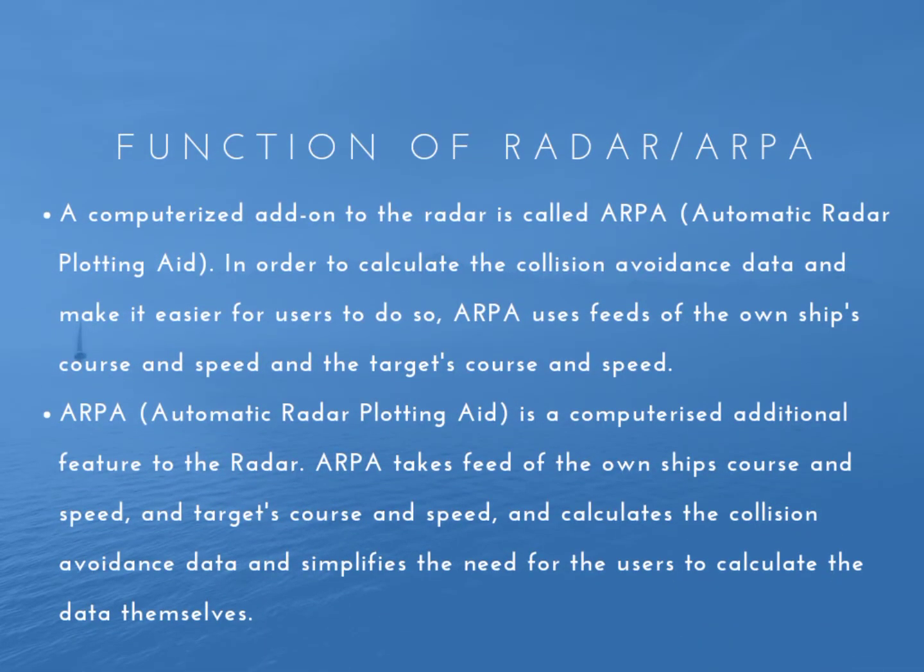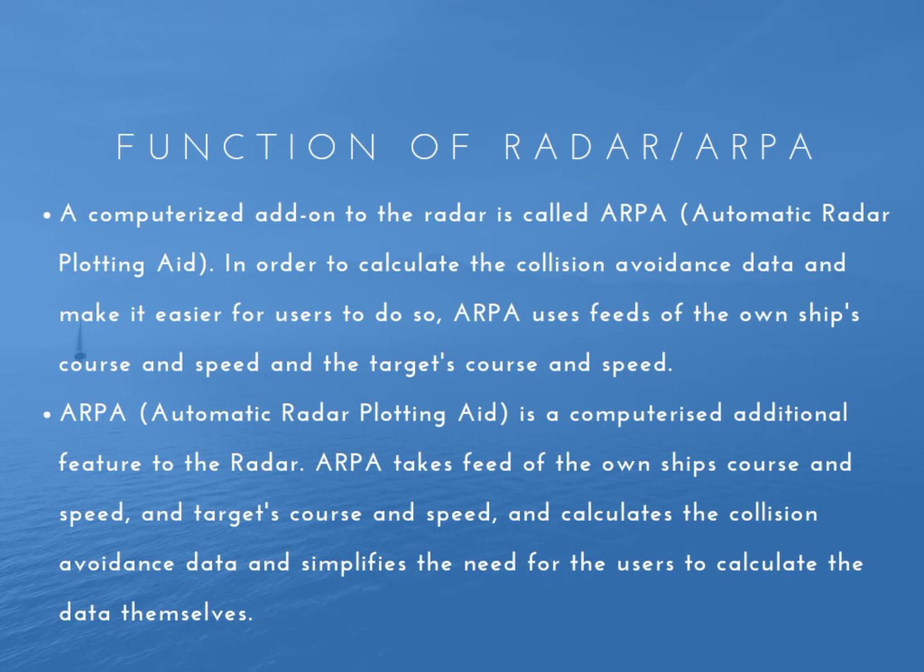Next is the function of a radar. A computerized add-on to a radar called ARPA, Automatic Radar Plotting Aid, is used to calculate the collision avoidance data and make it easier for the user to do so. ARPA uses feeds of its own ship's course and speed and the target's course and speed.